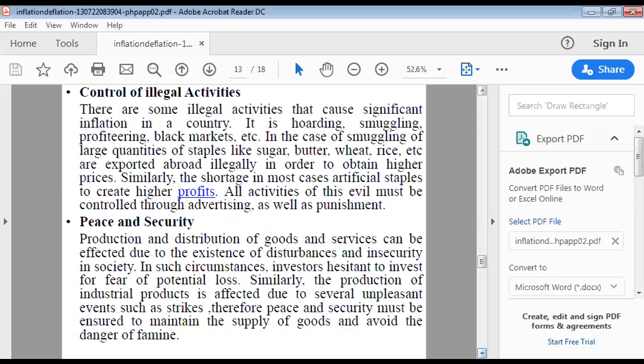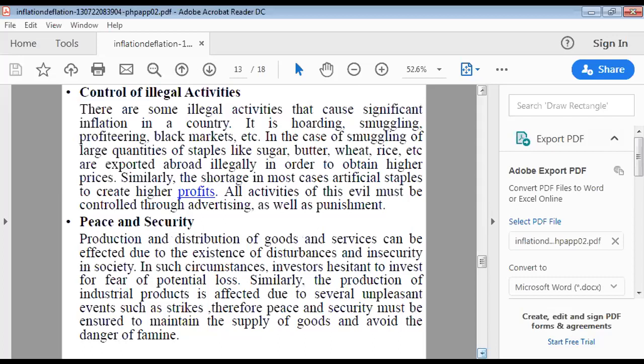Control of illegal activities. There are some illegal activities that cause significant inflation in a country. It is hoarding, smuggling, profiteering, black markets. In the case of smuggling, large quantities of staples like sugar, butter, wheat, rice, etc., are exported abroad illegally in order to obtain higher prices. Similarly, shortages are in most cases artificially created for staples to make higher profit. When we say staples, those are the most common types of foods that are consumed, the common goods that are consumed.